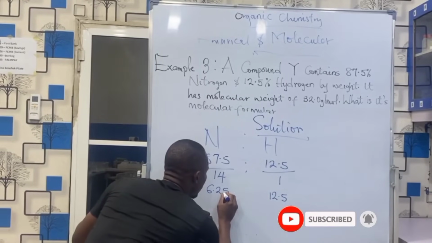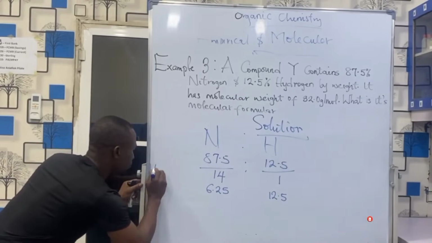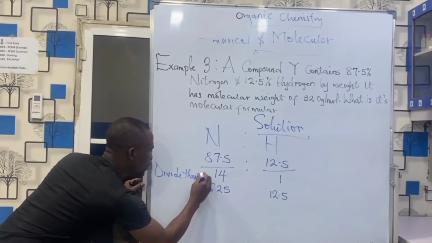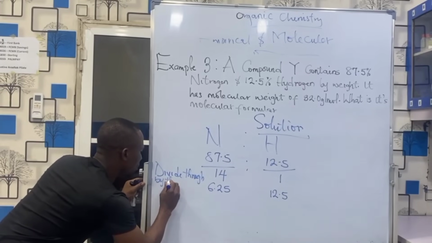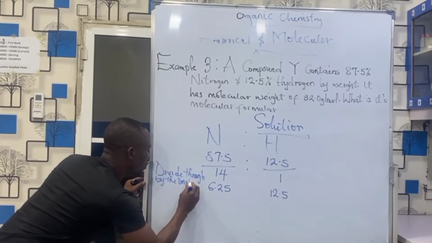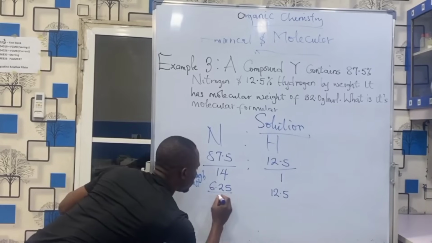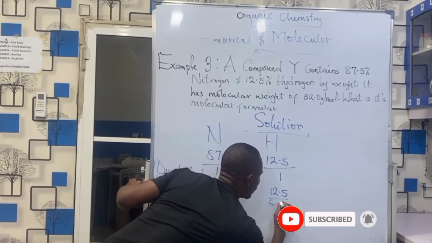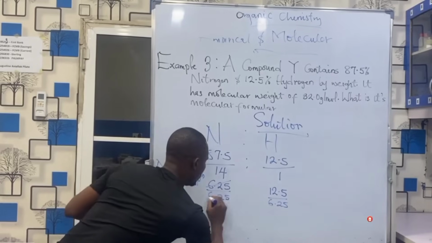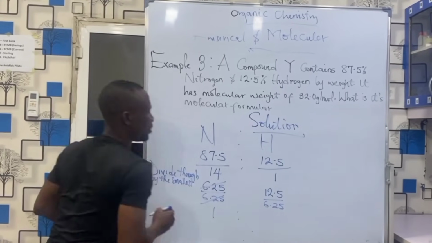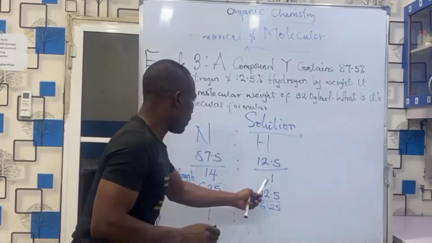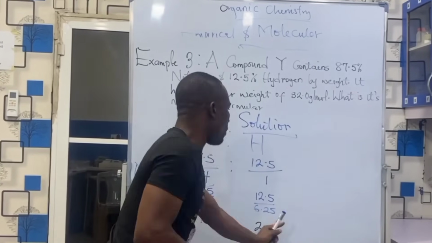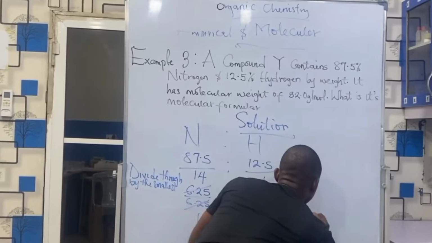Remember, divide by the smallest. And then that is 6.25, and this will be 6.25. When this goes with this, we have 1. Then of course, when this goes with this, we have what? We have 2. So our empirical formula here will simply be NH2.